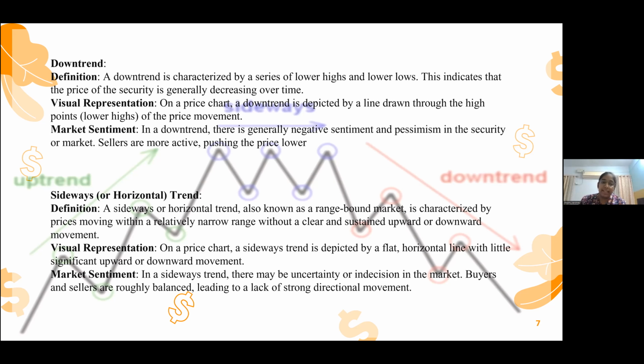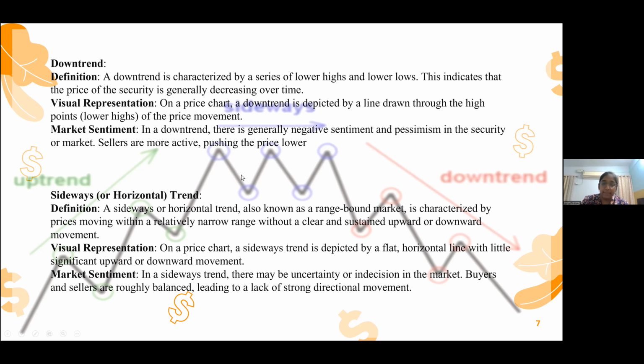Now, the last type of trend is the sideways or horizontal trend. A sideways or horizontal trend is also known as a range-bound market. It is characterized by prices moving within a relatively narrow range without a clear and sustained upward or downward movement. In the image in the back, one can see in the sideways, there is no uptrend or downtrend. It is just going in the sideward direction. It is just moving while being at the same level of price.